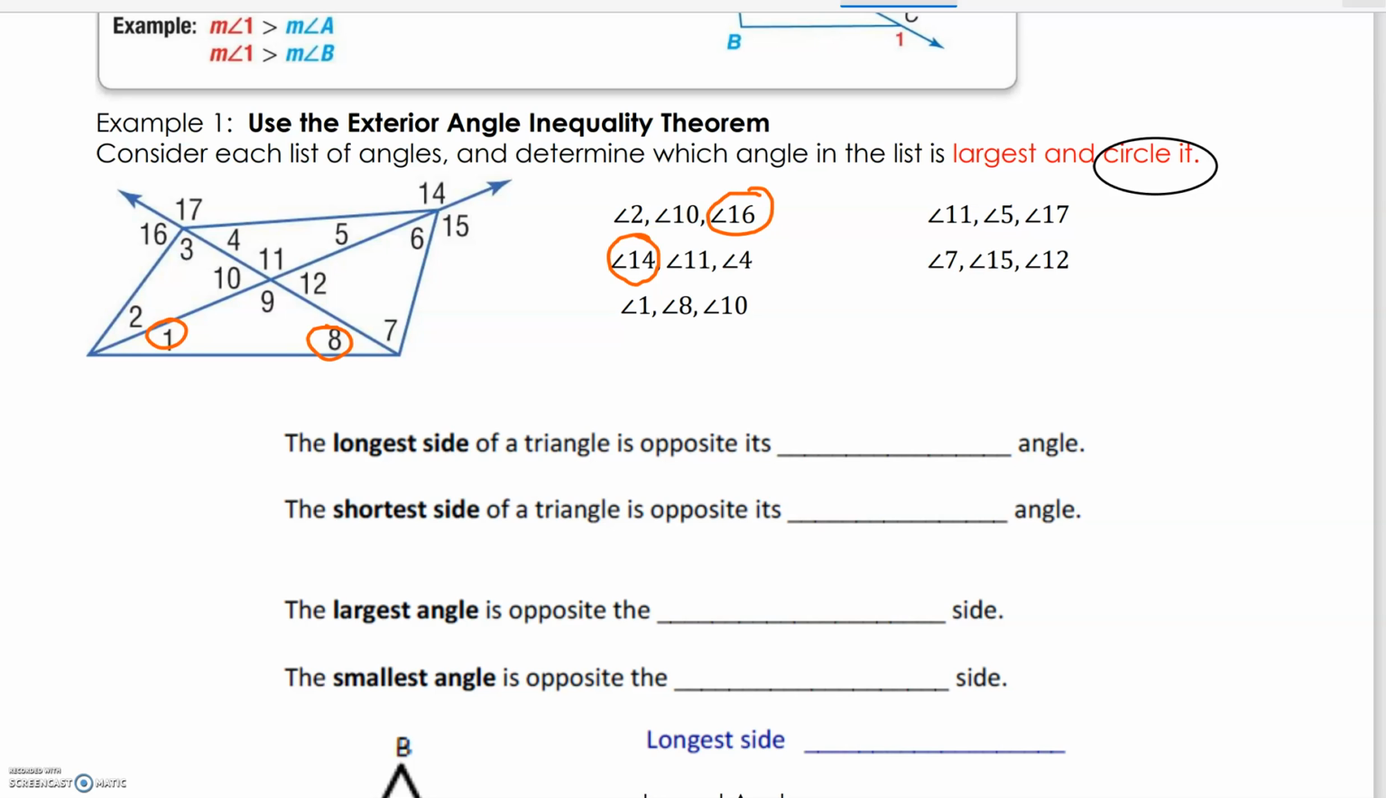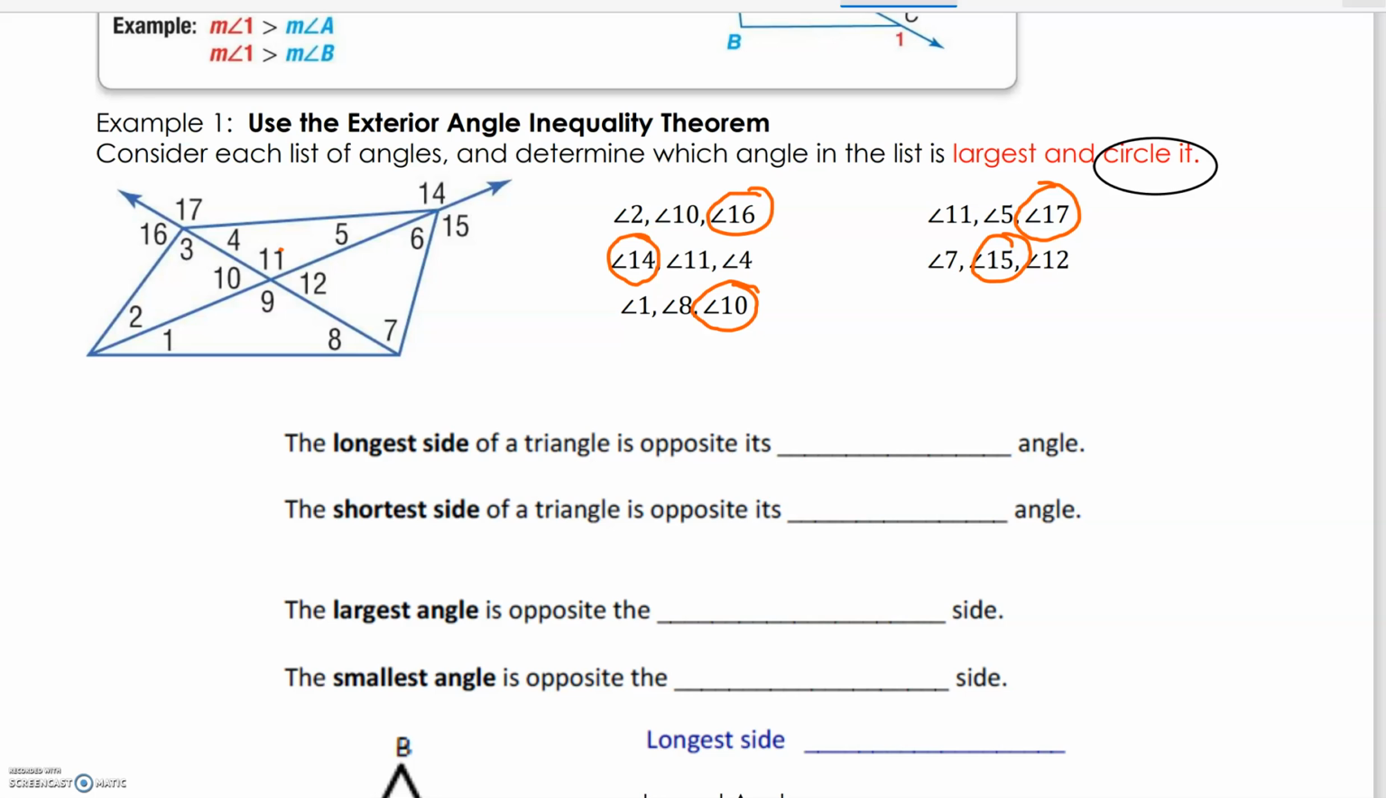1, 8, and 10, we're looking at this one. Here's my two remote interior. Here's my exterior, so 10. So go ahead and try those last two. And hopefully you got 17 and 15.